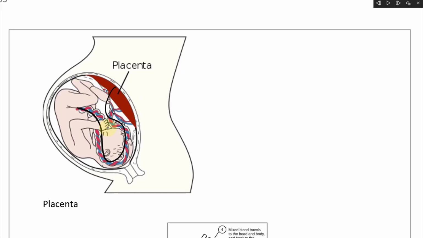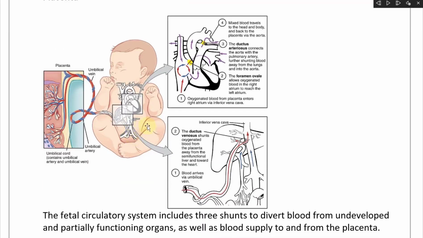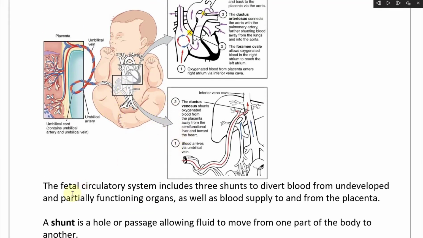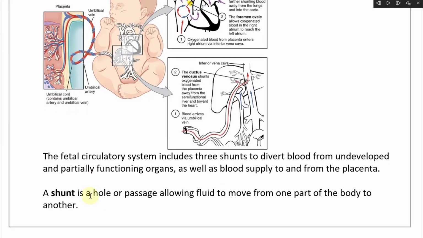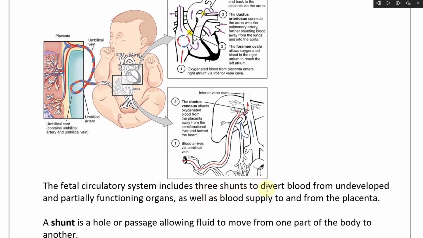Has the red vein going towards the heart or towards the fetus, and then you have the blue arteries going from the baby or the heart and then over to the placenta. It's very, very fascinating. Now here is a diagram over here. I'll just illustrate the process here. So fetal circulatory system includes 3 shunts, and a shunt is a hole or passage allowing fluid to move from one body part, one part of the body to another. So there's holes or passages. So 3 shunts divert blood from undeveloped and partially functioning organs, as well as blood supply to and from the placenta.